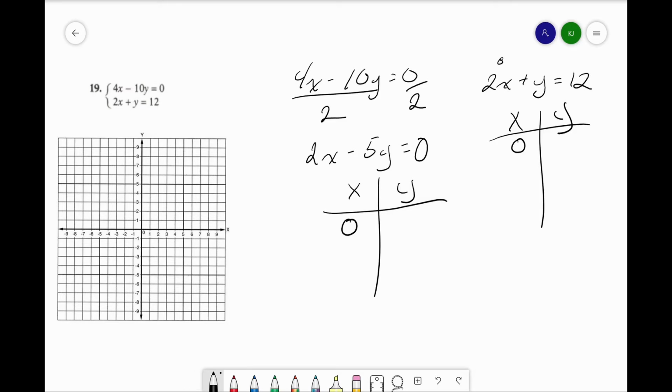Alright, let's try a nice low number. Let's go with 0 for our first one, because that's simple and easy to do. So 2 times 0 is going to be 0, so 0 plus what equals 12? 0 plus 12 equals 12. And then 2 times 0 is 0, minus 5y to equal 0, y would have to equal 0 in order to times it by 5 to get 0 as well, so 0 minus 0 equals 0. So now let's plot our points.